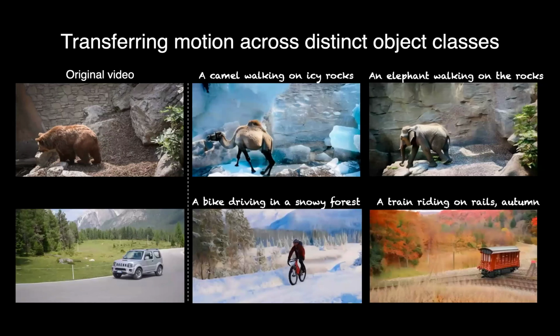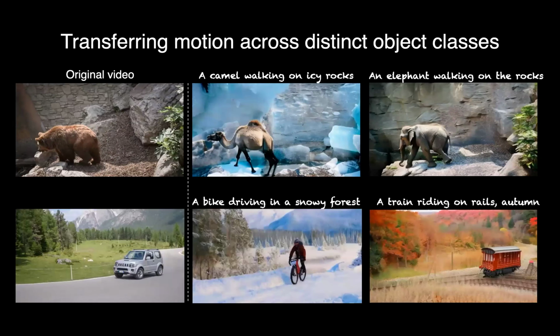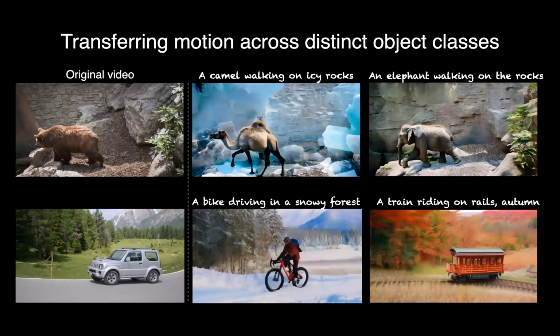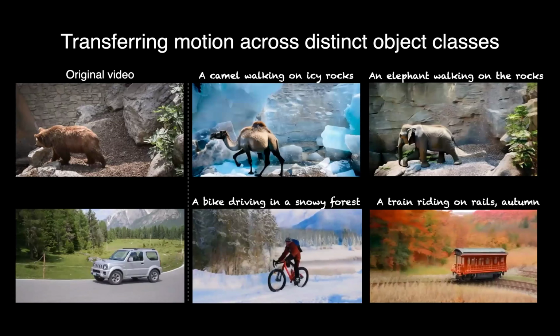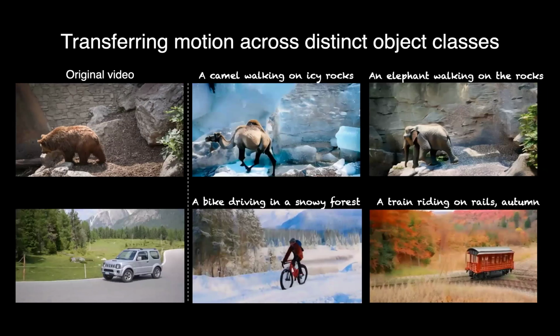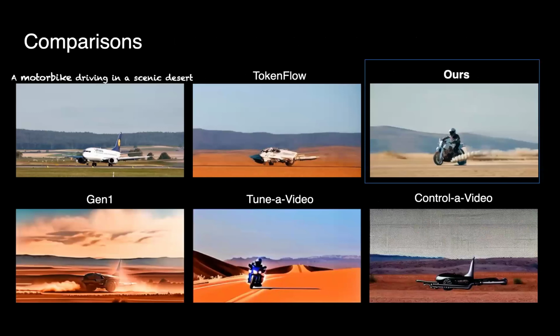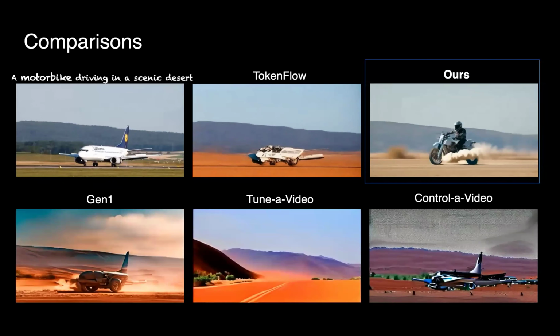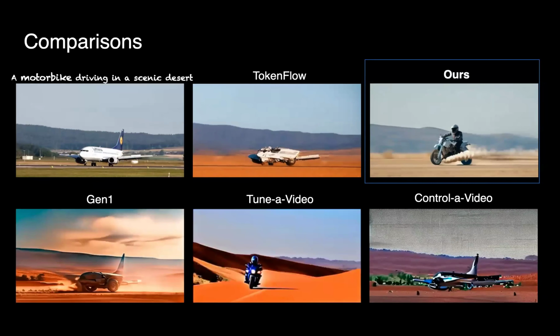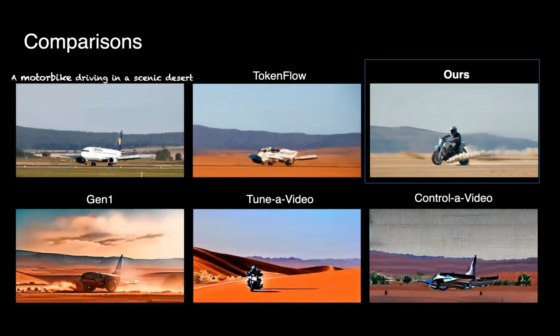So again, being able to preserve the overall motion in the scene while generating plausible target objects that are significantly different from the original one. And again, compared to existing methods, which are more designed to preserve pixel level motion, they are not able to tackle this task.